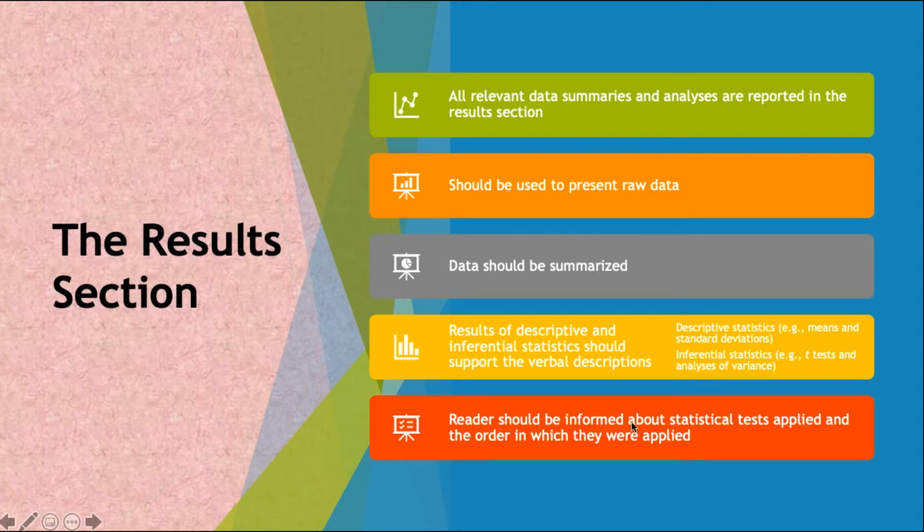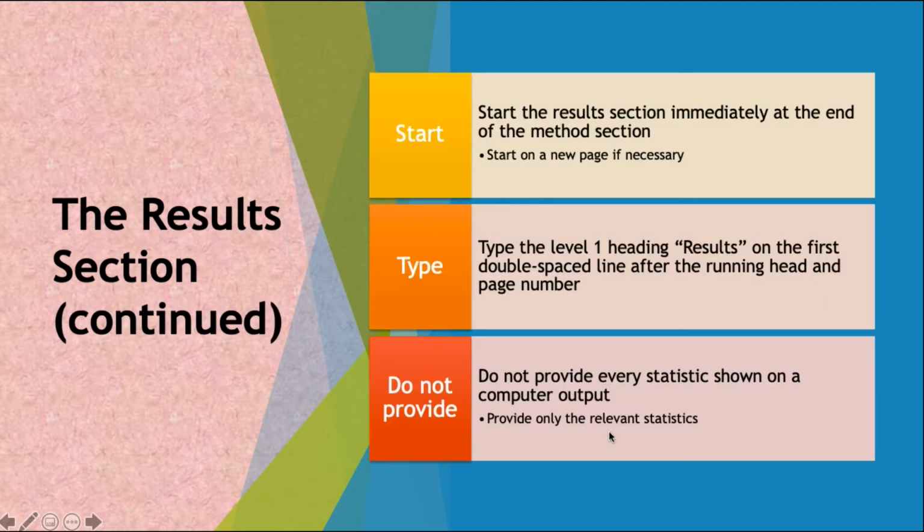Readers should be informed about the statistical tests applied and the order in which they were applied. Also, start the results section immediately at the end of the method section. Starting on a new page if necessary is better. Type the level 1 heading Results on the first double-spaced line after the running head and the page number. Do not provide every statistic shown on the computer output, and provide only the relevant statistics.